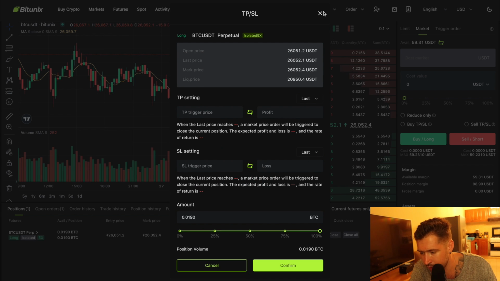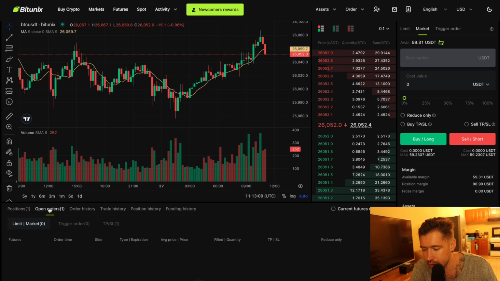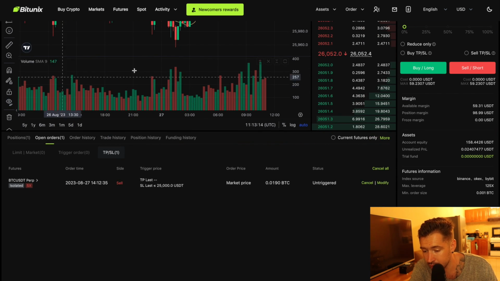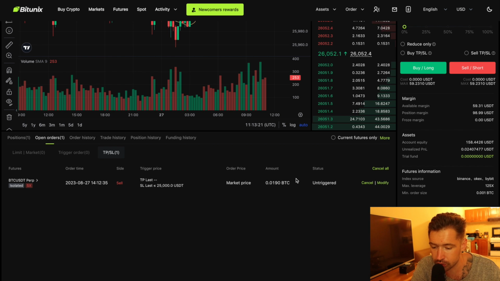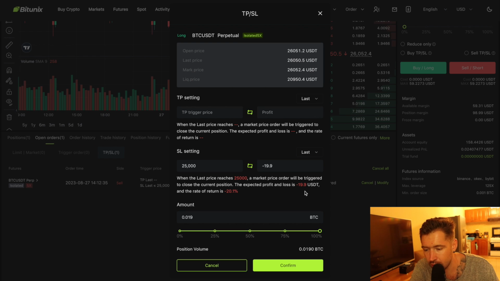Okay, you can come over here, you can come back to open orders, click open orders, and you'll see TPSL, the third one over on the right. It will show you where your stop loss is. As we can see here, we have the order time, we have the trigger price, which is 25,000, the amount. You can modify it as well if you'd like to. Yeah, about $19 I would lose on that trade if we come down to 25.